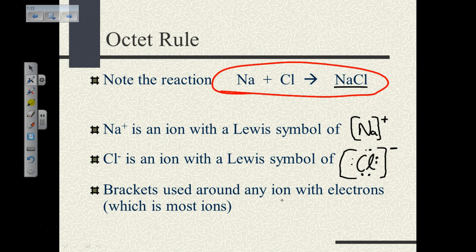Now, we can omit them here if we want to, but I try not to, because this tells me that we've determined that there is a Lewis symbol and that Lewis symbol has no electrons around it.